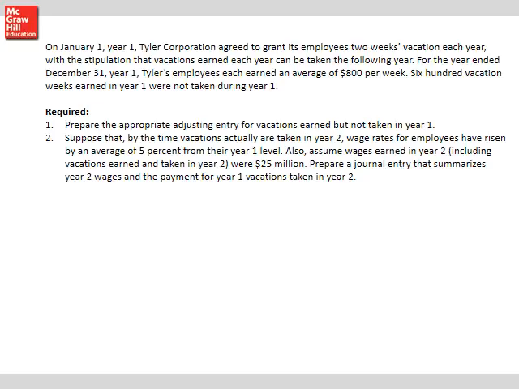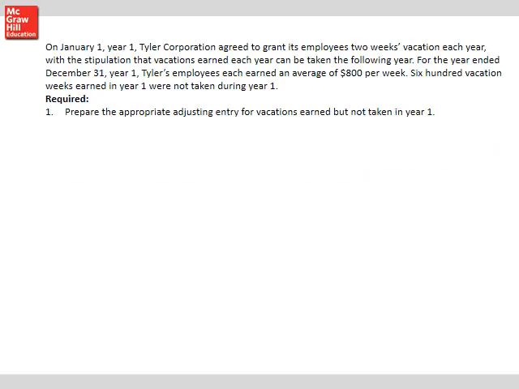And 2, suppose that by the time vacations are actually taken in year 2, wage rates for employees have risen by an average of 5% from their year 1 level. Also assume that wages earned in year 2, including vacations taken in year 2, were $25 million. Prepare the journal entry that summarizes the year 2 wages and payment for year 1 vacations in year 2.